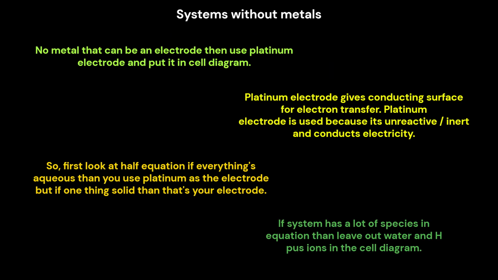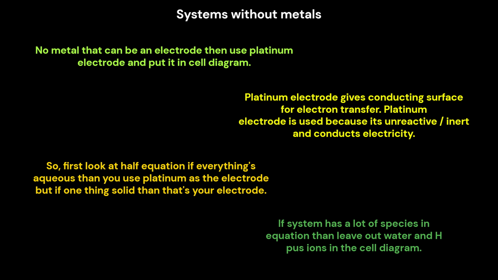Systems without metals. If there is no metal that can be an electrode, then use a platinum electrode. In the cell diagram, the platinum electrode gives a conducting surface for electron transfer. Platinum is used because it's unreactive or inert and conducts electricity. First look at the half equation. If everything is aqueous, then you use platinum as the electrode, but if one thing is solid, then that's your electrode. If the system has a lot of species in the equation, then leave out water and H+ ions.